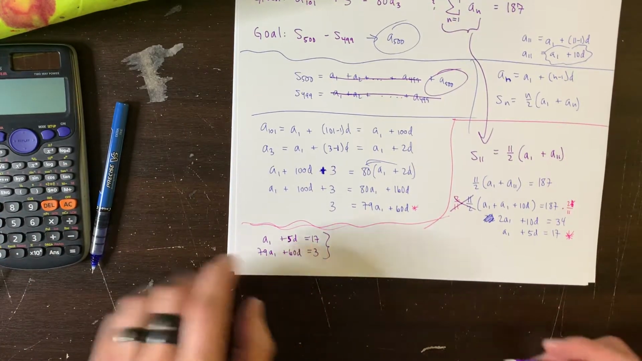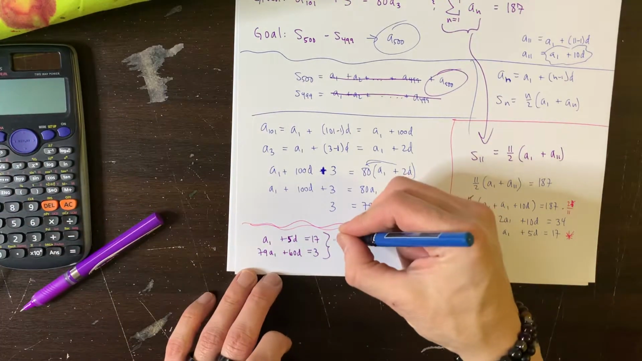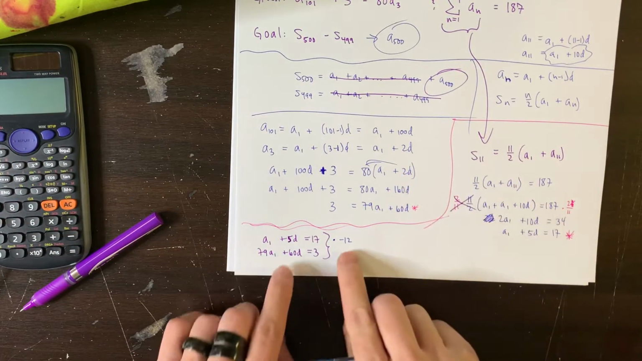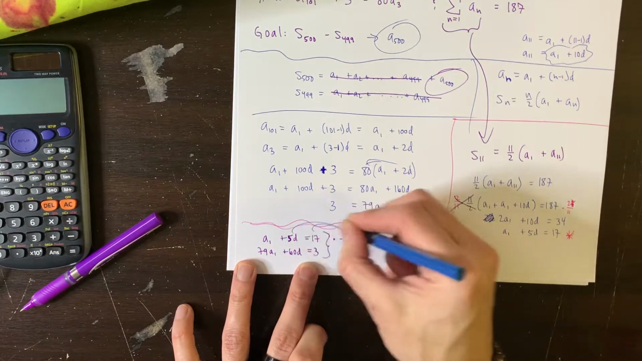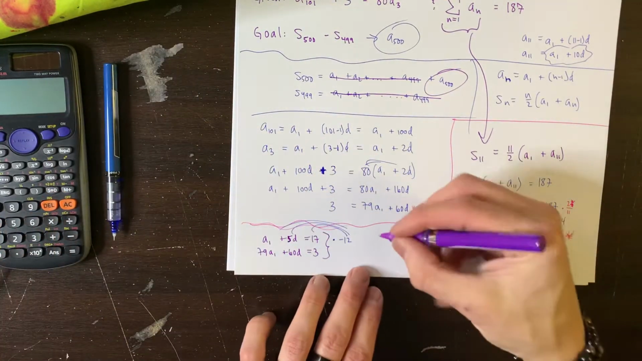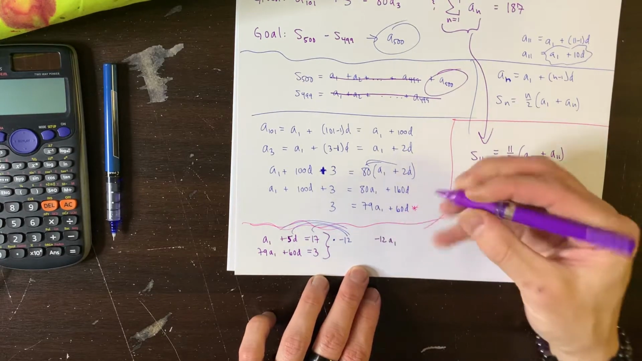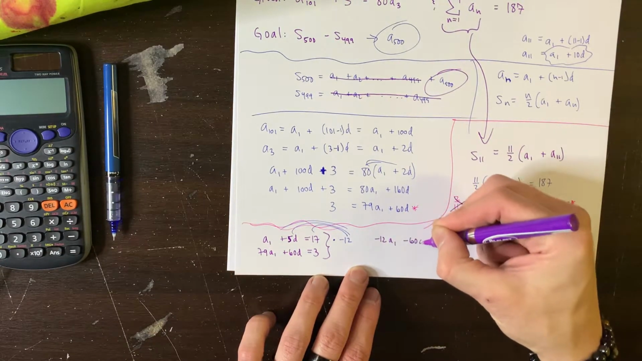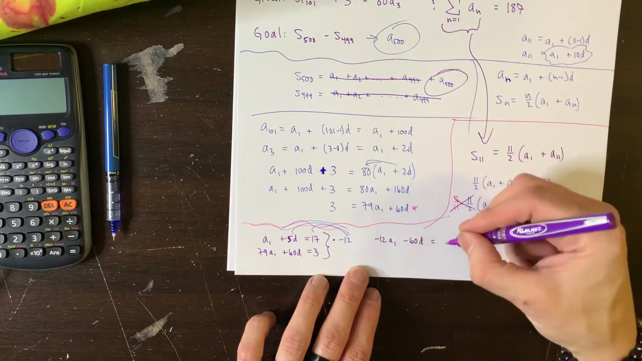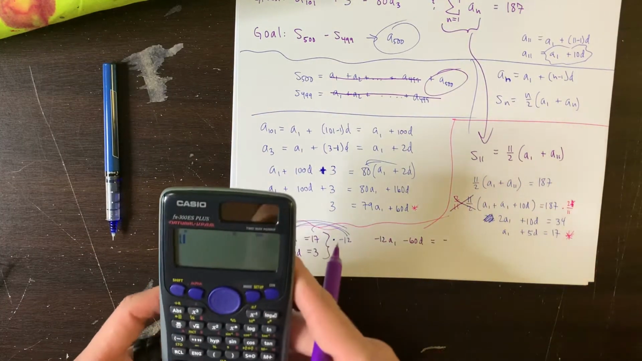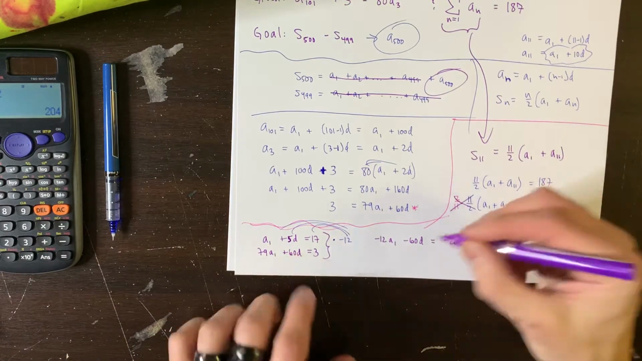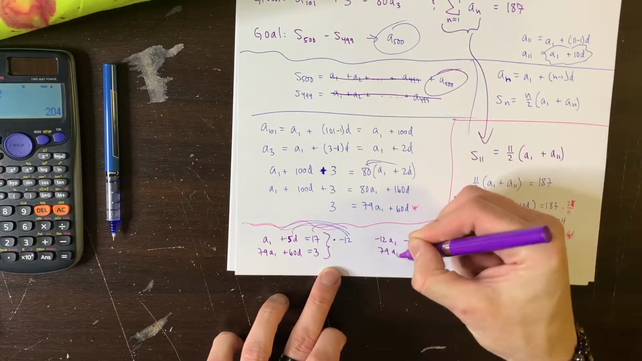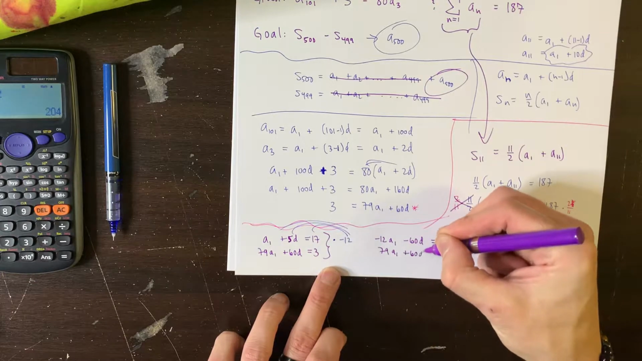I'm going to knock out the D's by multiplying the top equation by negative 12, because that'll make a negative 60, which will knock this out. So let me distribute the negative 12, and that'll be negative 12A1 minus 60D equals negative, what's 17 times 12? Haven't memorized that one. 204. The bottom equation, I will leave it as is because we're almost finished here.